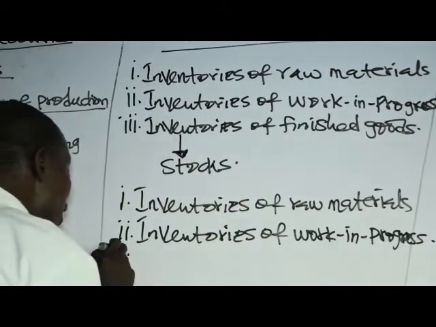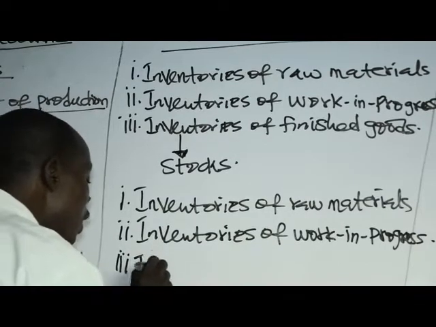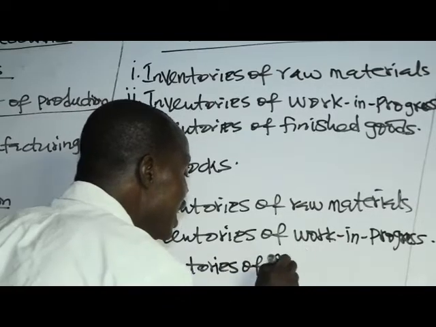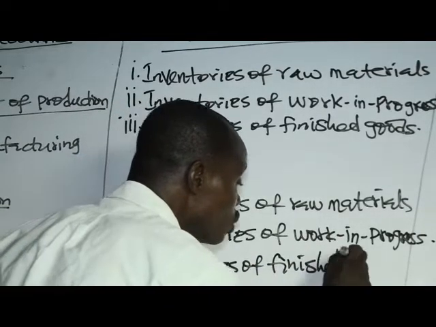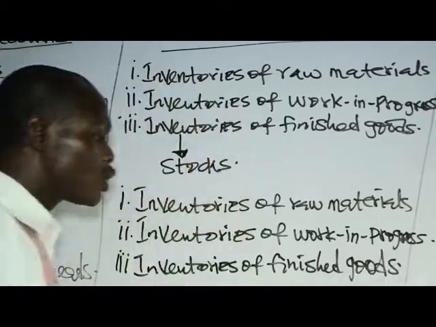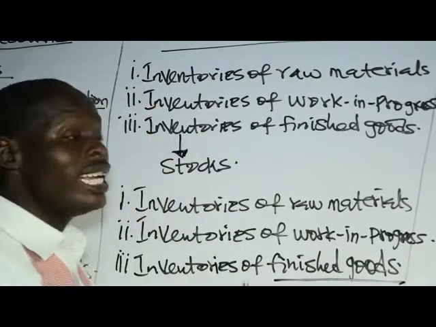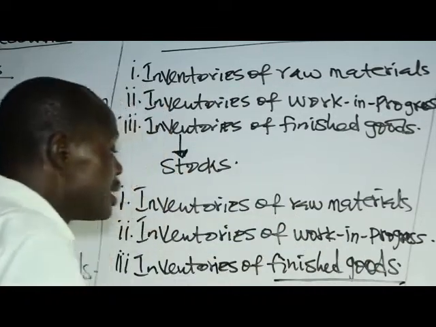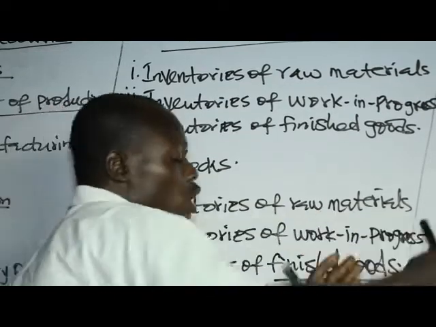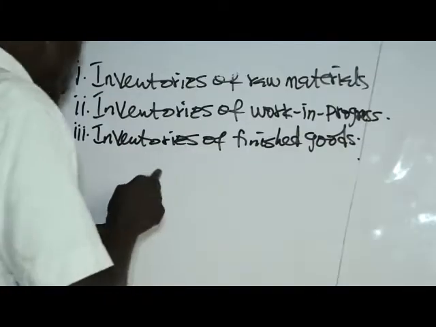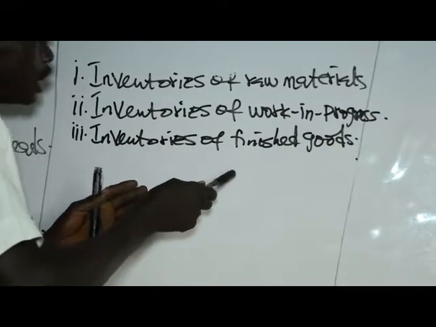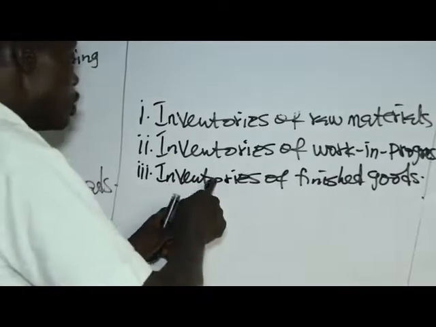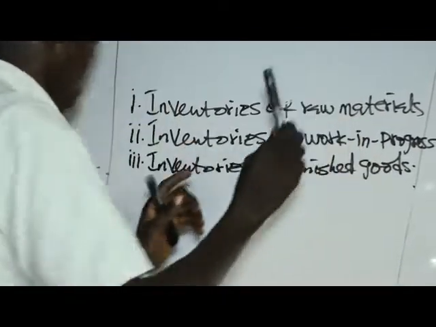The third one is inventory of finished goods. Finished goods are goods that have reached their final processing stage. That means these goods are ready for sale to the customers. That is inventories of finished goods.